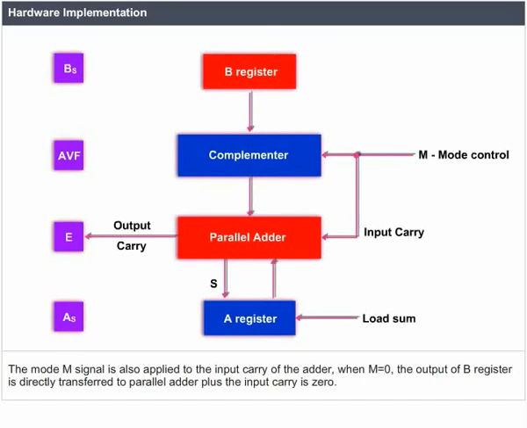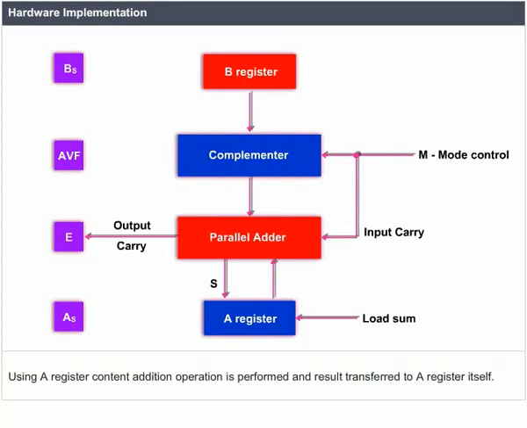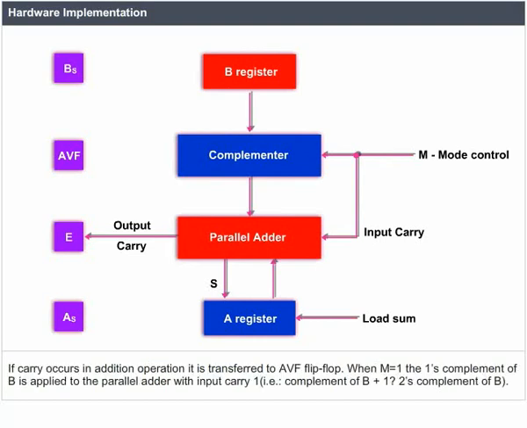The mode M signal is also applied to the input carry of the adder. When M equals 0, the output of B register is directly transferred to the parallel adder, plus the input carry is 0. Using the A register content, the addition operation is performed and the result is transferred to the A register itself. If carry occurs in the addition operation, it is transferred to the AVF flip-flop.